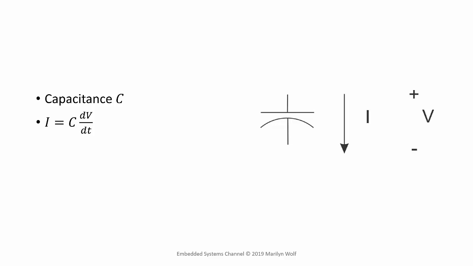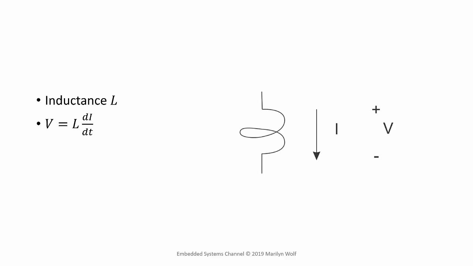This implies that we cannot have an infinite current, because that would require an unbounded change in the voltage across the capacitor in an infinitesimally small amount of time. Similarly, an inductor's behavior depends upon derivatives, but in the complementary form. So the voltage across an inductor is proportional to the change in current per unit time. So we can't change the current through the inductor instantaneously.